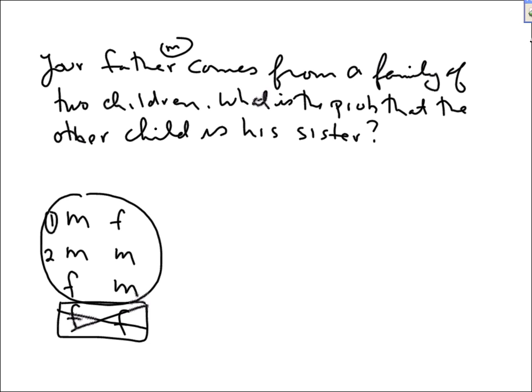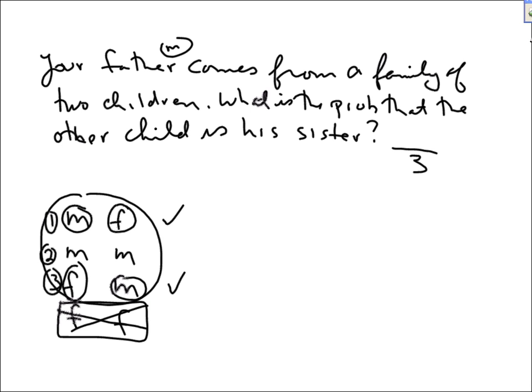1, 2, 3. And they're all equally likely. That's important. So I know it's out of 3. Well, if that's the father, then his sibling is a sister. That's a favorable one. Let's look at number 3. If this is the father, then the sibling is the sister.